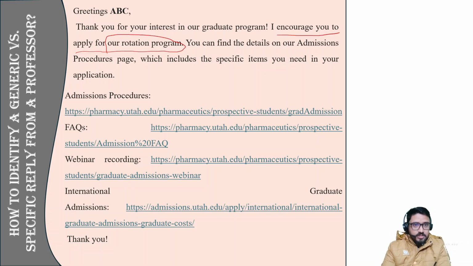He encouraged me to apply to their rotational program, first thing. Second, he said you can find details, and he also attached some links like admission procedure, frequently asked questions, webinars, and international graduate students link. From this mail, the positive thing is that the department has the rotational program and you can apply to the department for the rotational program. Let's see the next example.